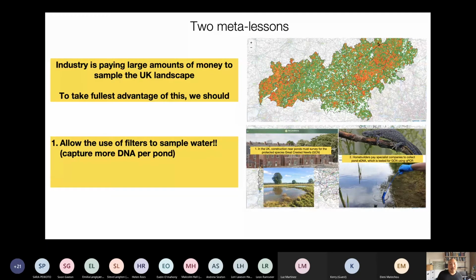Please, Dr. England, allow filters to be used on great crested newt samples. And I really think it's important to take 2 or 3 separate samples per pond to allow occupancy correction, in the same way that we did for the leeches.